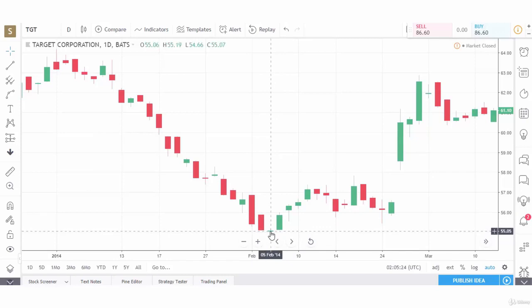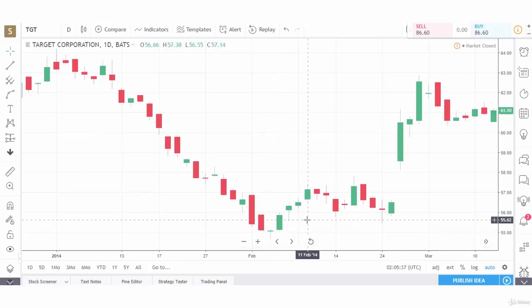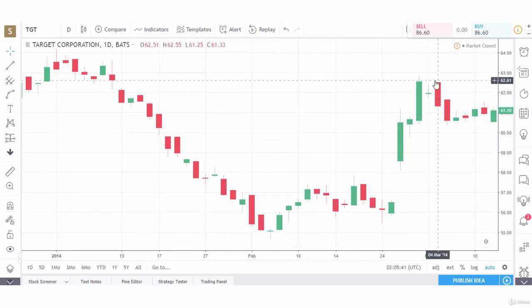The hammer shows that the bears were in control, drove the price down to a low of 54.66, but then couldn't hold the stock down any longer. As we can see in this pattern, the hammer held, and there was a very nice move to the upside in Target.